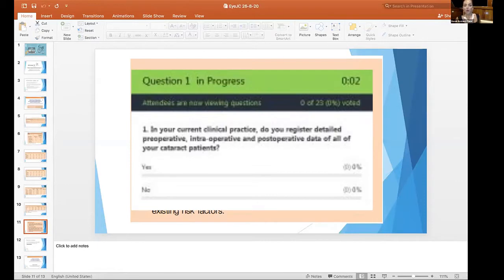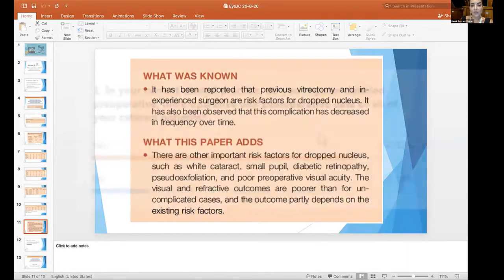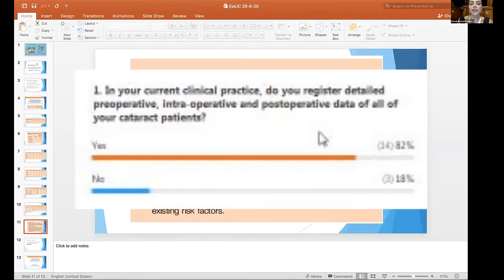Okay, so what we want from you is answering these questions in the time we're giving you. So the first question is, in your current clinical practice, do you register detailed preoperative, intraoperative, and postoperative data of all your cataract patients? Yes or no? So 82% said yes.